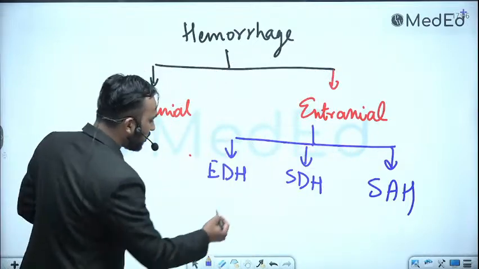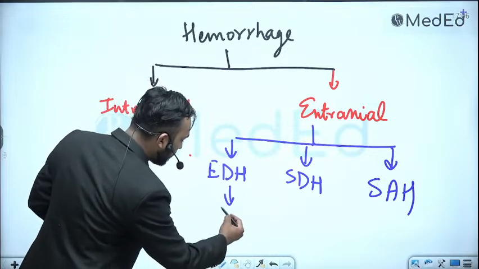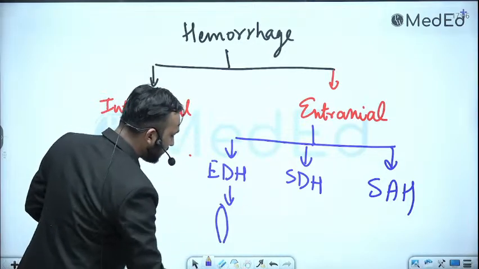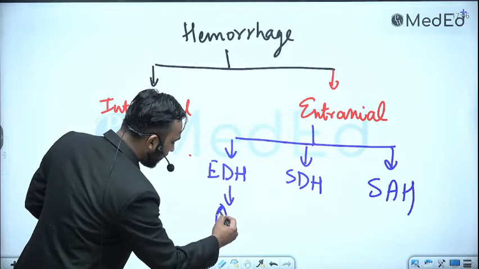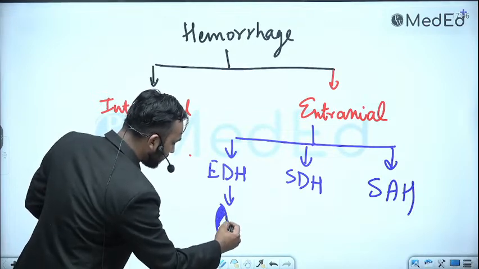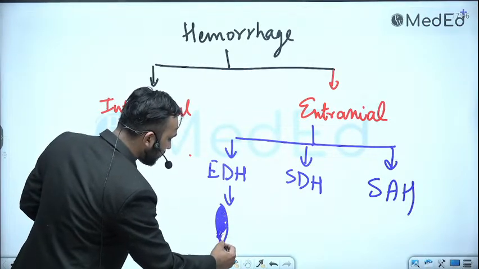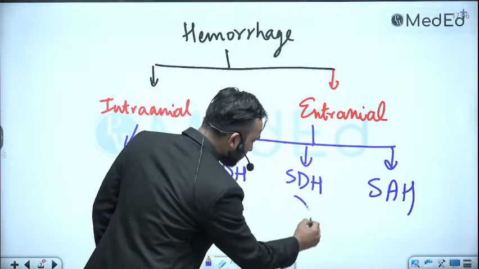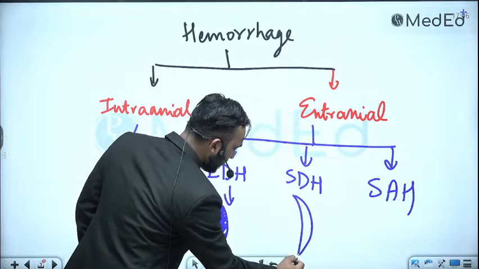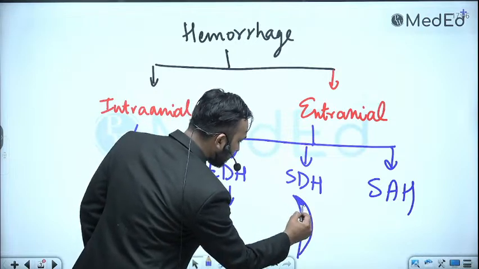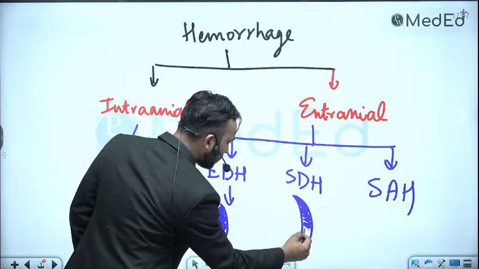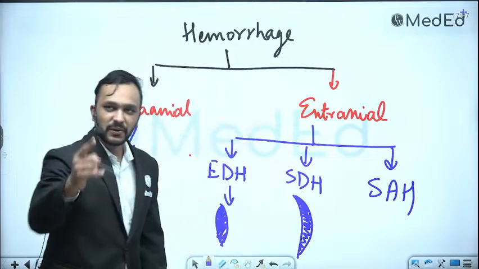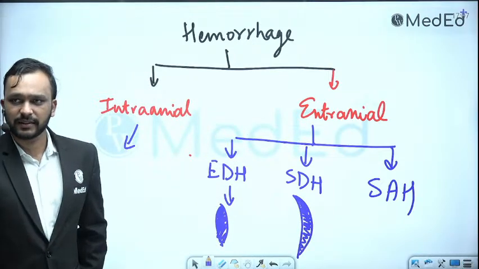So if I talk about extradural hemorrhage, what is the shape of the bleed? It is biconvex. The shape of the bleed is biconvex, right? And if you see that the shape of the bleed is concavo convex, then it is your subdural hemorrhage.